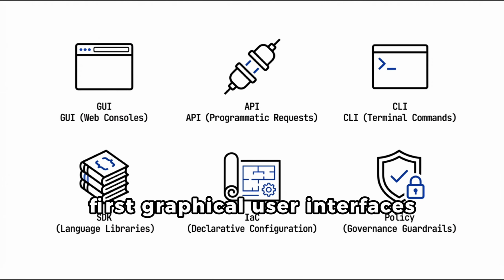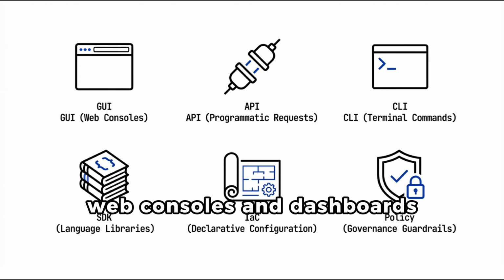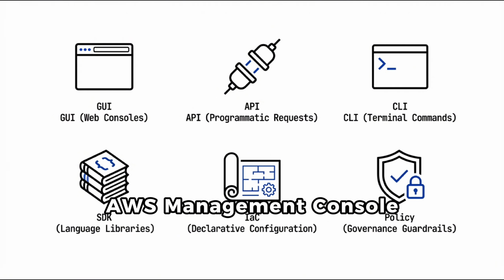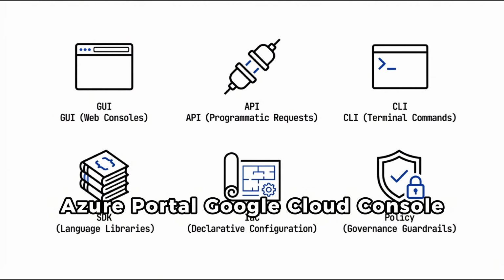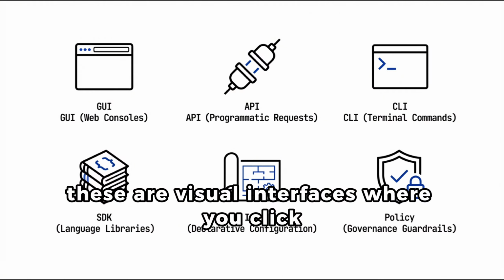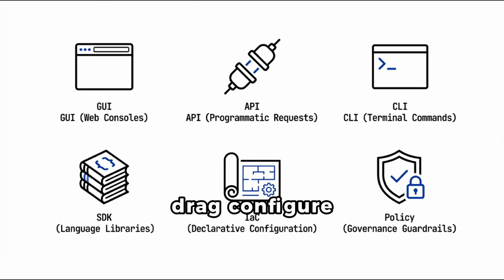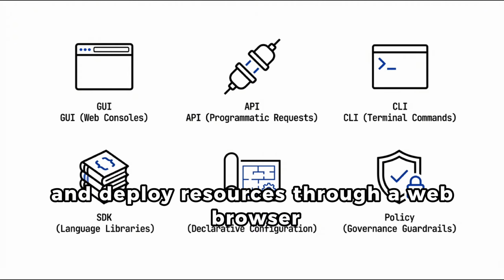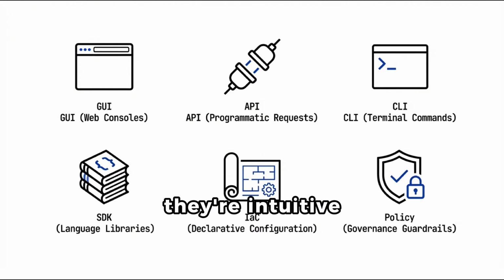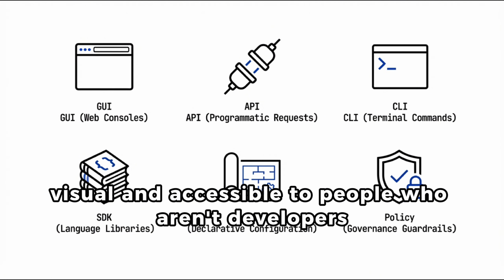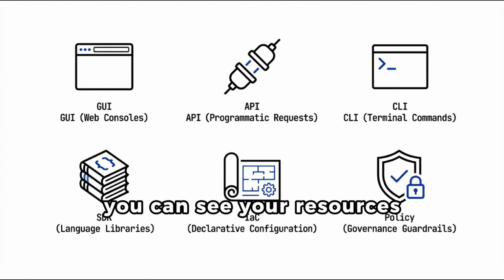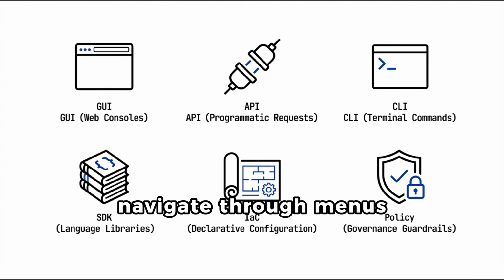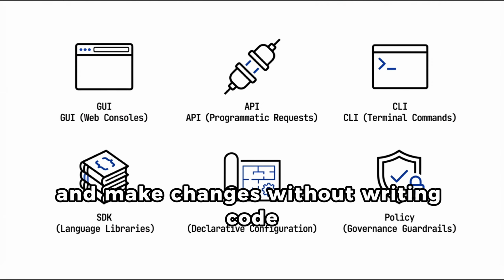First, graphical user interfaces, web consoles and dashboards. AWS Management Console, Azure Portal, Google Cloud Console. These are visual interfaces where you click, drag, configure, and deploy resources through a web browser. They're intuitive, visual, and accessible to people who aren't developers. You can see your resources, navigate through menus, and make changes without writing code.